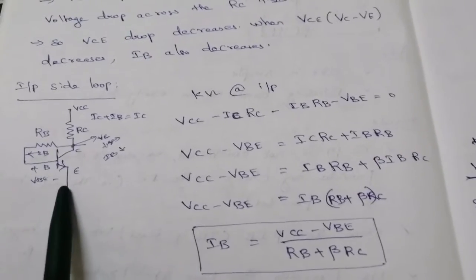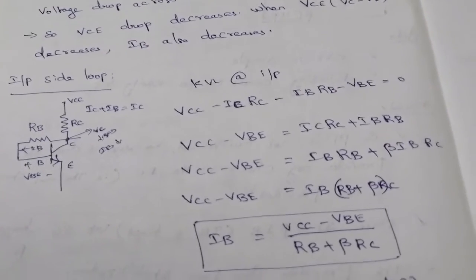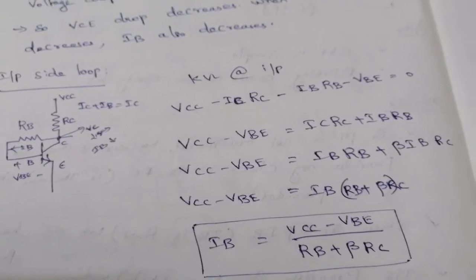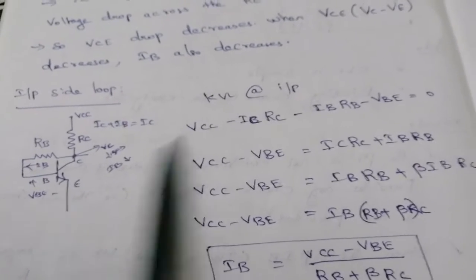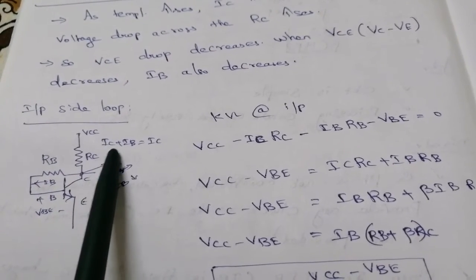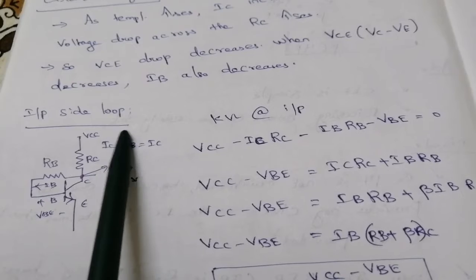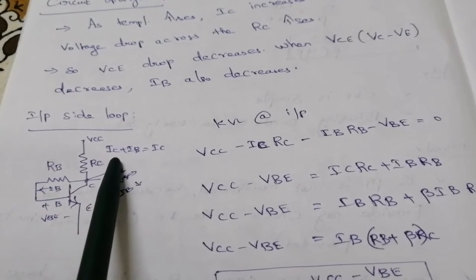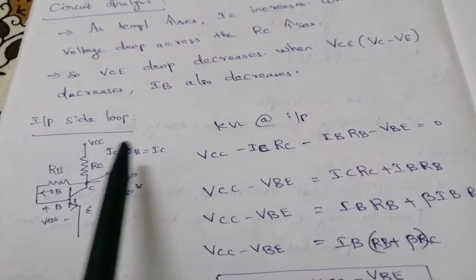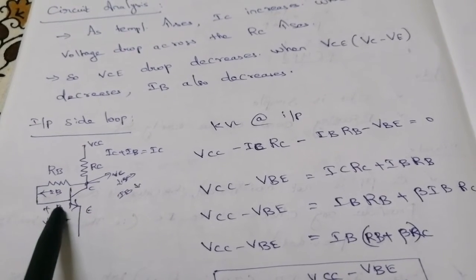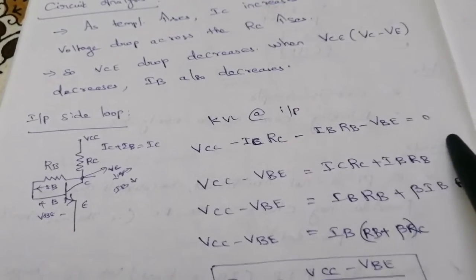Next we have to derive the equations, that is base current, collector current and collector-emitter voltage. For that we can consider the input side loop and apply KVL at the input side. So VCC minus ICRC. Here we can neglect the IB value because it is very low compared to the collector current. So we can neglect the base current. So VCC minus ICRC minus IBRB minus VBE equal to 0.